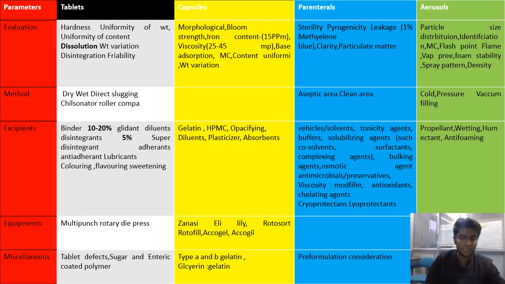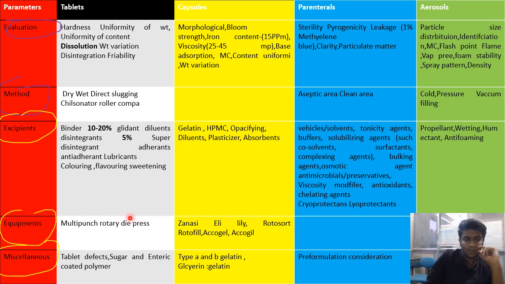Then from pharmaceutics, you need to have a comparative analysis. What is tablet, capsule, parenteral, aerosol? So evaluation tests, methodology, excipients, equipment, miscellaneous. Make sure that you are aware about all of this. For tablets, say hardness, dissolution, disintegration, friability, weight variation, uniformity of content. The specifications, how much time for dissolving, what is Noyes-Whitney, what is Fick's law, what is Higuchi, Hixson-Crowell, Korsmeyer-Peppas law and all. You need to be well versed with that.